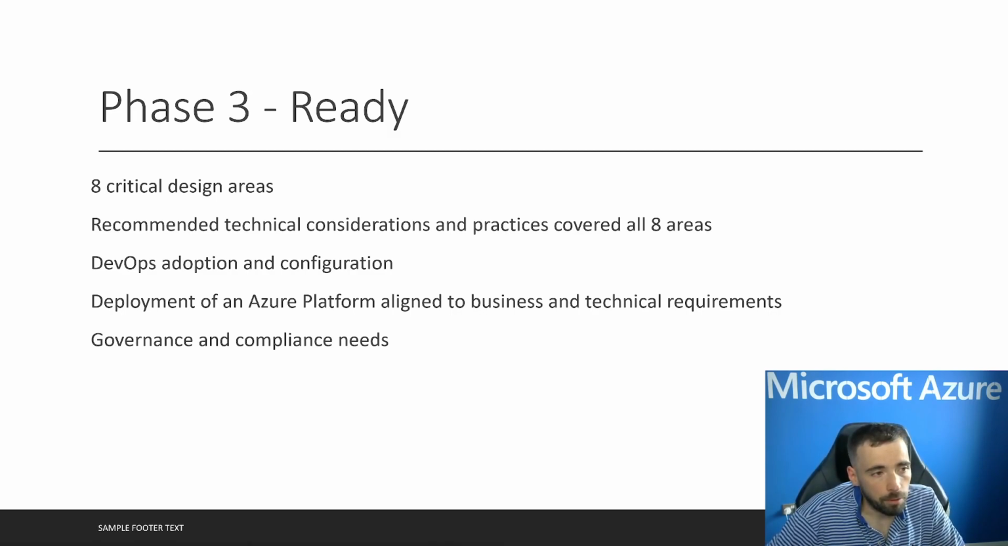So ultimately, phase 3 covers the deployment of an Azure platform aligned to the business and technical requirements. And it will put all the governance, the infrastructure in place ready to support your workloads in the next phase. A key part of ready as well as governance and compliance. So Azure policies, controlling what can be created in the environment ready for the workloads.